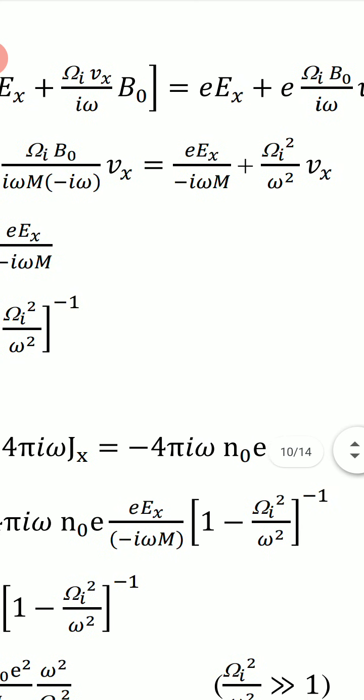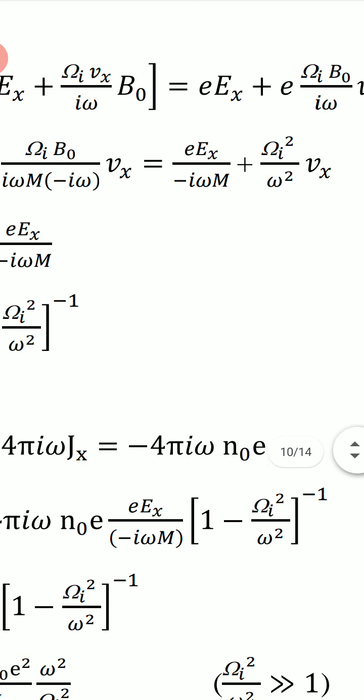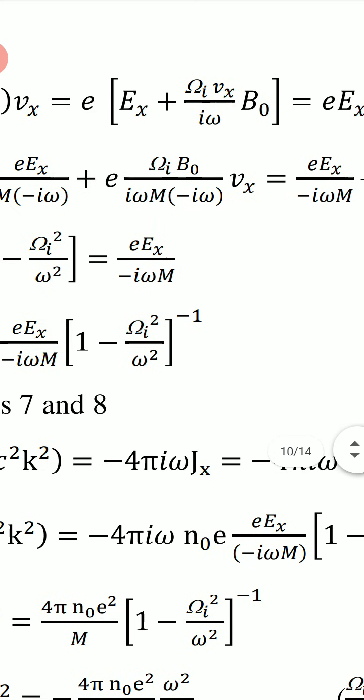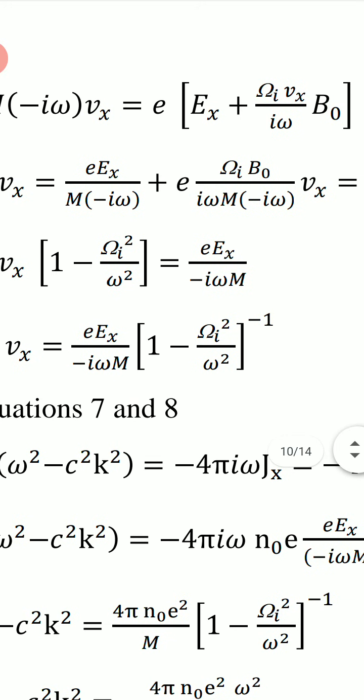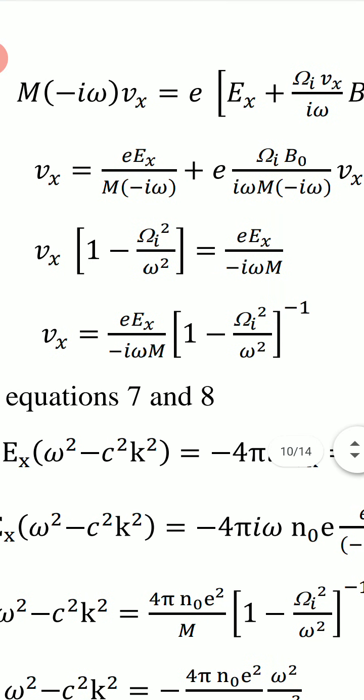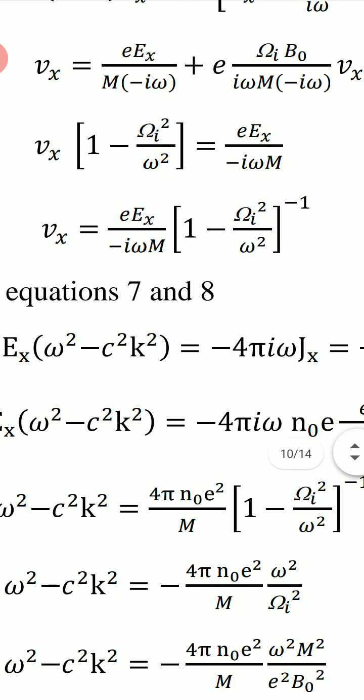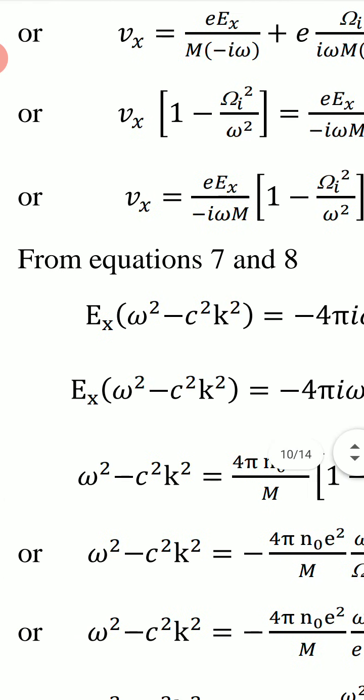Bring the second term, having Vx, into the left hand side. Take Vx as common, and we have Vx into 1 minus omega_i square upon omega square equal to Ex upon minus i omega m, or Vx equal to Ex upon minus i omega m into 1 minus omega_i square upon omega square to the power minus 1. This is now the expression for Vx.